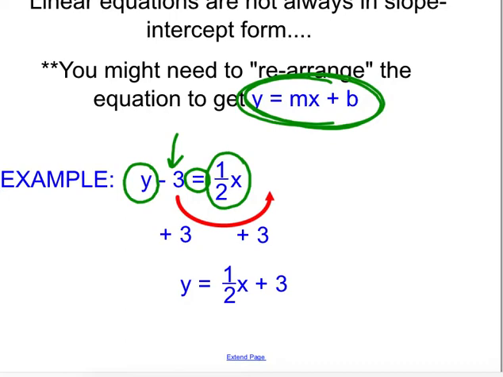So let's remember, how do you move something from one side of an equation to the other side of an equation? You do the opposite, right? So instead of subtracting 3, you're going to add 3 on the left and add 3 on the right. So that would essentially cancel the negative 3 and positive 3 out. That would cancel on the left side. So if you were to move that 3 over to the right, you now have y equals 1/2 x plus 3, or y equals mx plus b, right?